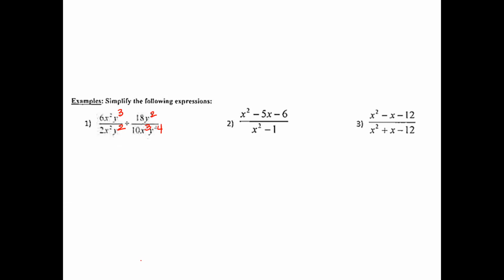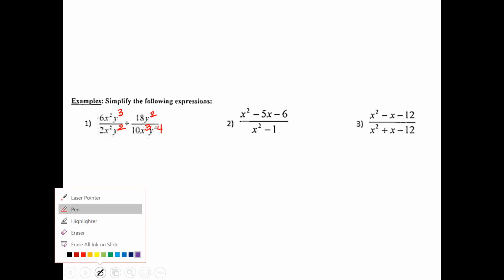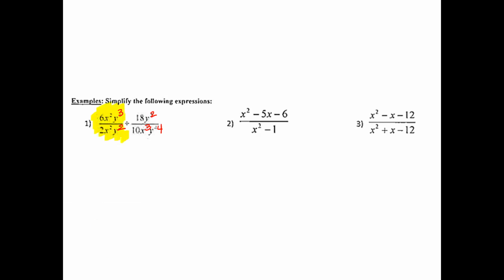Okay, as I look at this, the first thing I'm going to do is focus on this first polynomial fraction. I have x squared and x squared, so I can cancel that out, because they both have a 2. With the y's, y cubed over y squared, I can cancel out 2 of the y's, and I still have a y left over. 6 divided by 2 is 3. The y stays on top, and 1 is on the bottom, because everything in the bottom canceled.